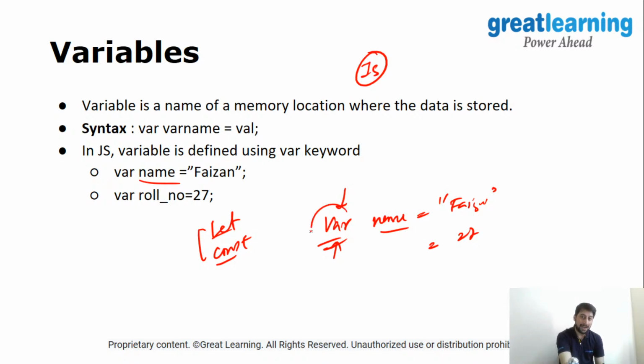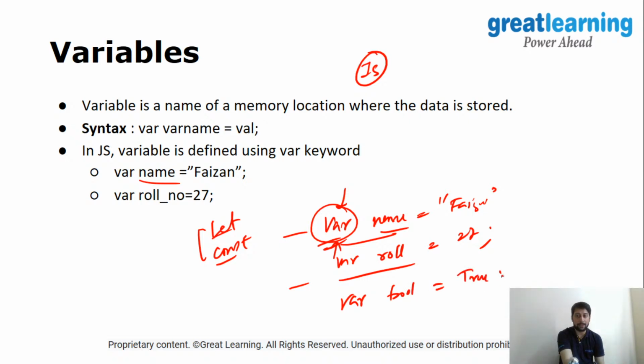So with the help of var name, you're declaring a string. With the help of var roll number, you are declaring a number. This is a number, this is a string. You can declare a boolean as well, var bool, and then put a true value in it, right? So all of these things make JavaScript a dynamically typed language. Now what about weakly typed language?